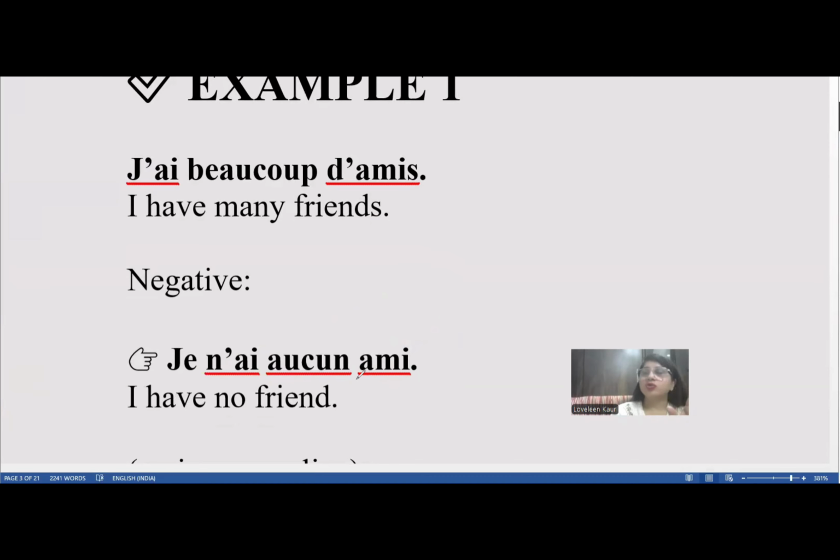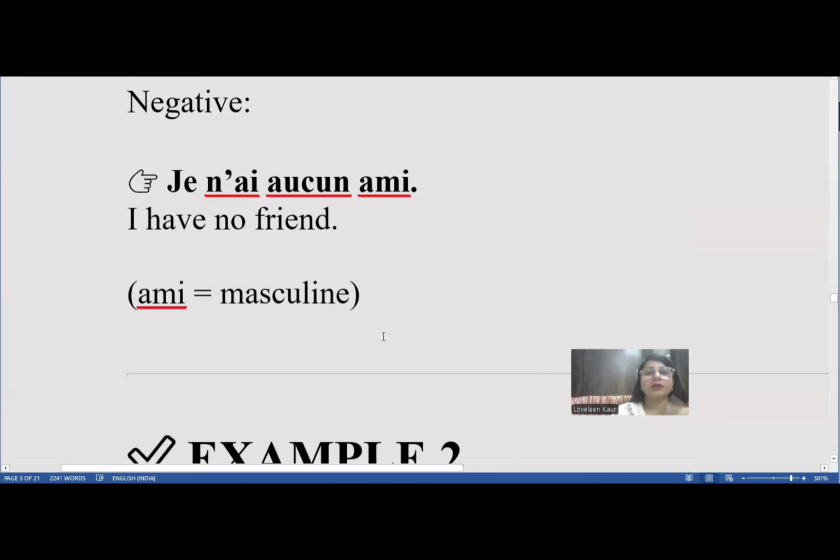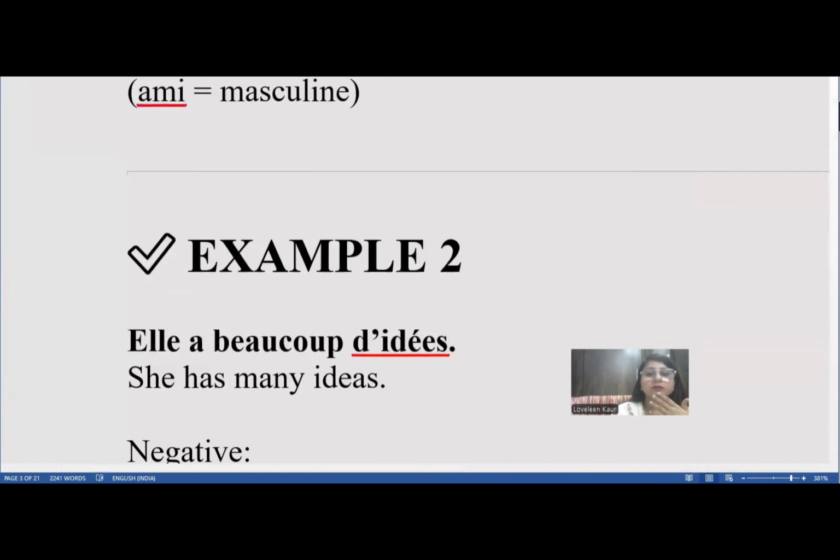The way we used to put ne and pas, here we'll use ne and aucun whenever the quantity is given and you want to replace the quantity. Let's see more examples. It will be even clearer.